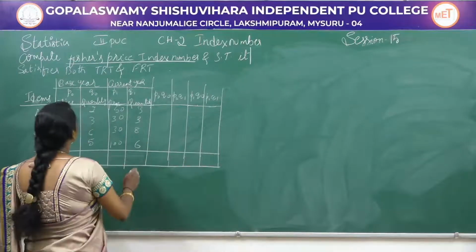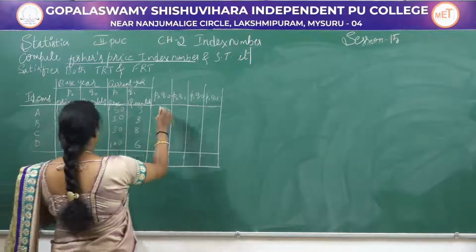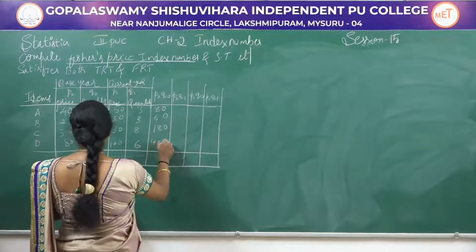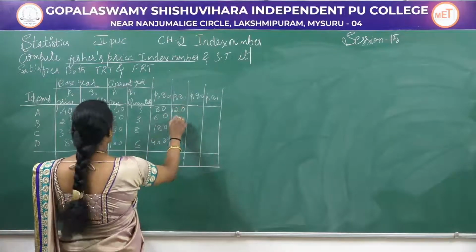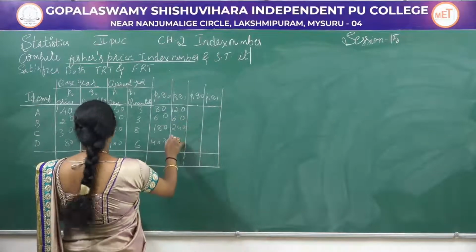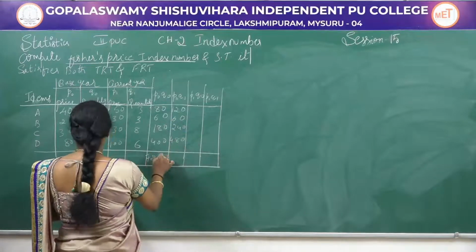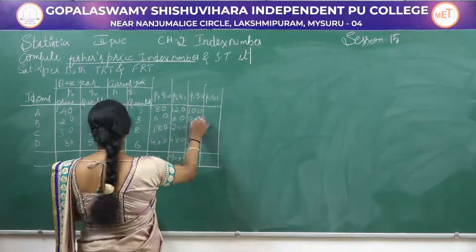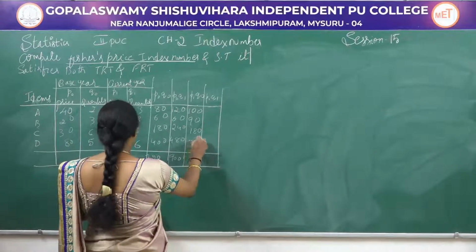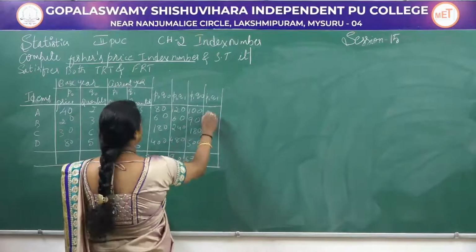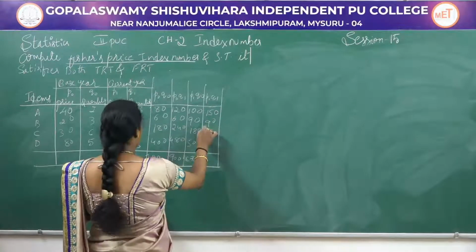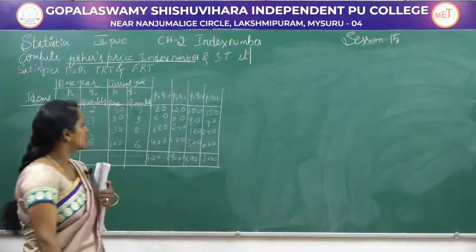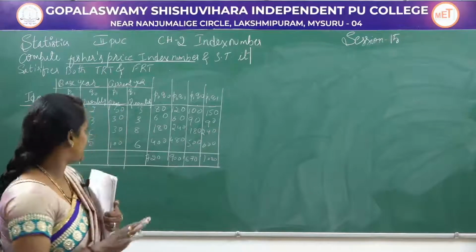Take the product of this P0 Q0. You know how to take the product. So simply I'll write the values for this. And the totals along with the values are 100, 90, 180, 500, 870, 150, 90, 240, 600. So we have completed the table.